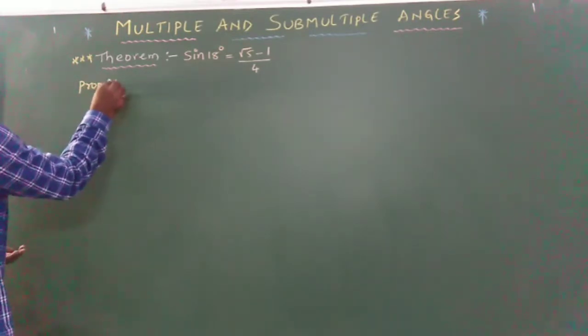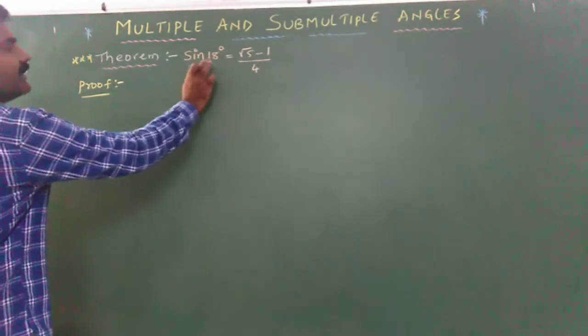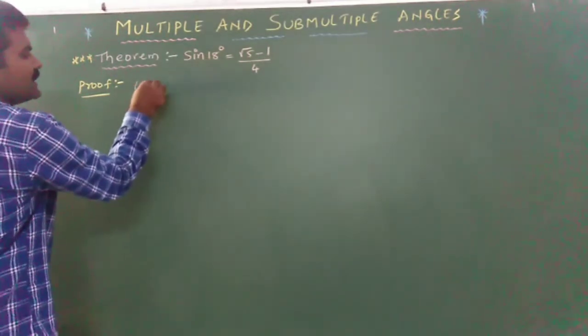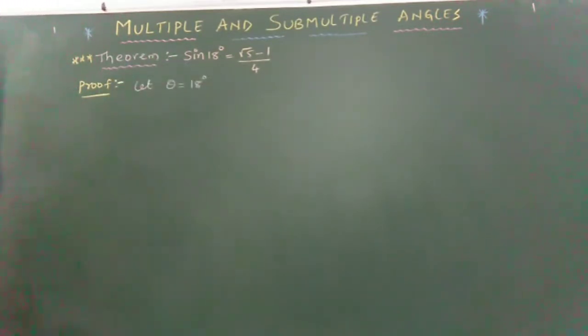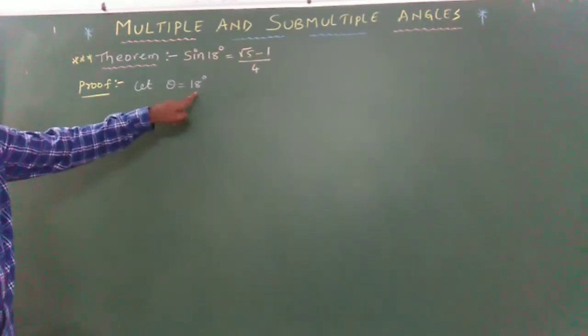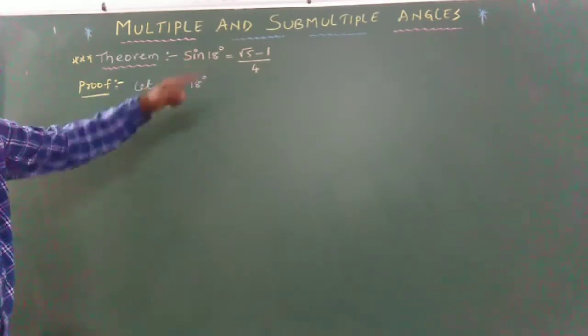Proof. We need to find sine 18 degrees. Let us assume theta is equal to 18 degrees. We want a standard angle to help us here. If it is 2 theta, that is 36 degrees. Actually right now we don't know even sin 36.